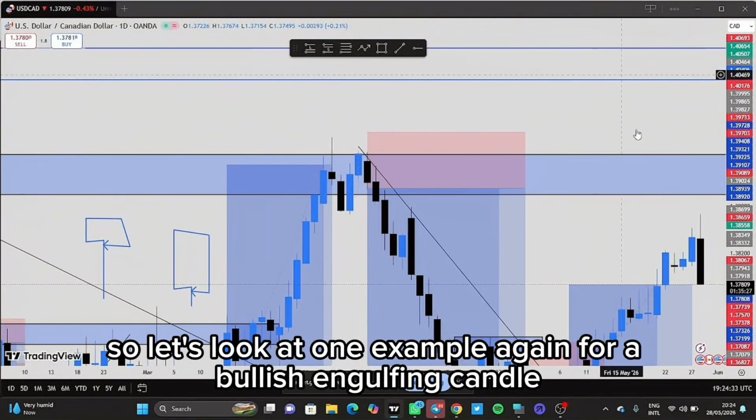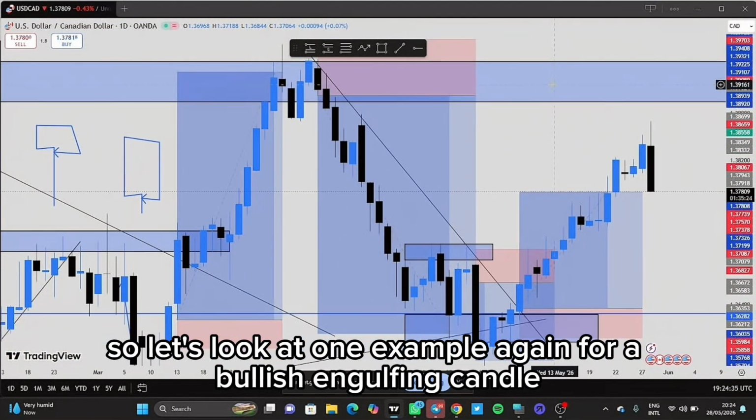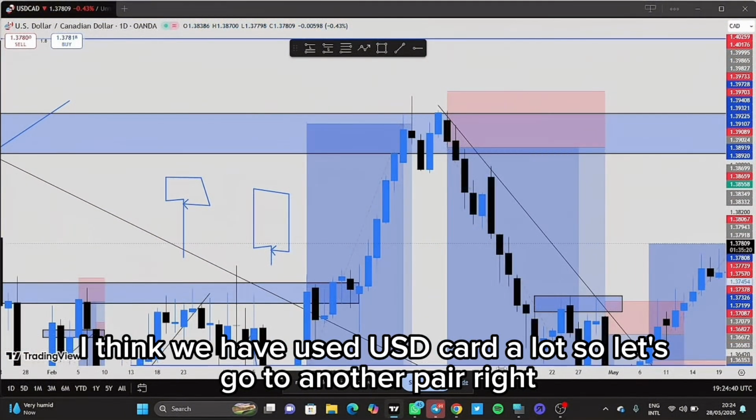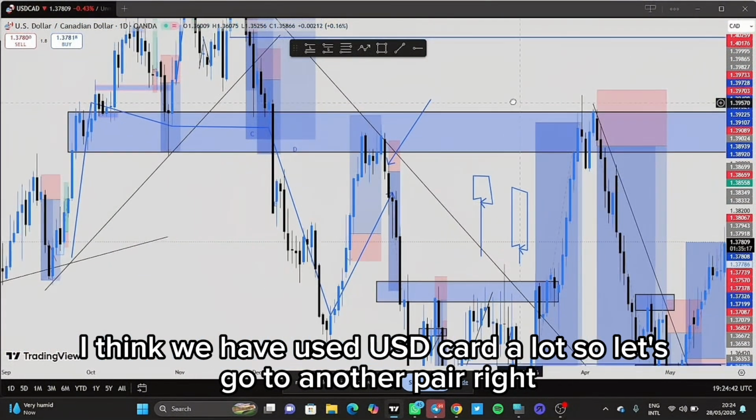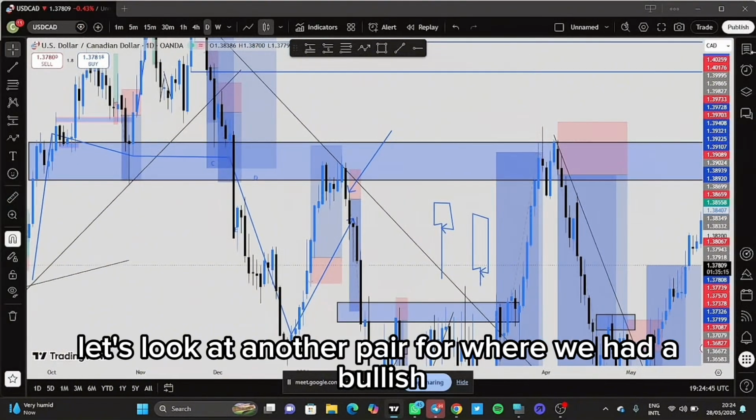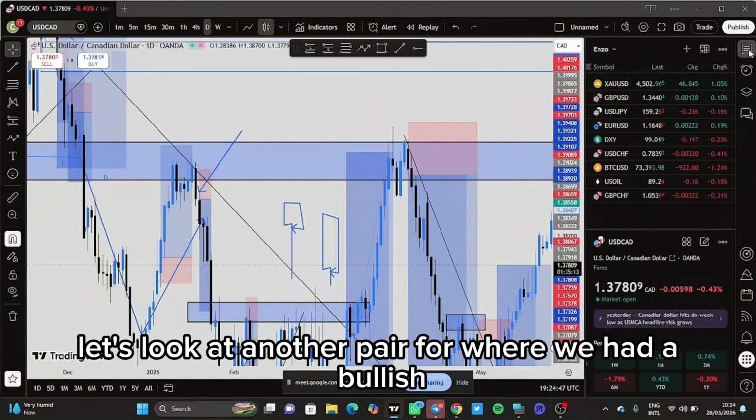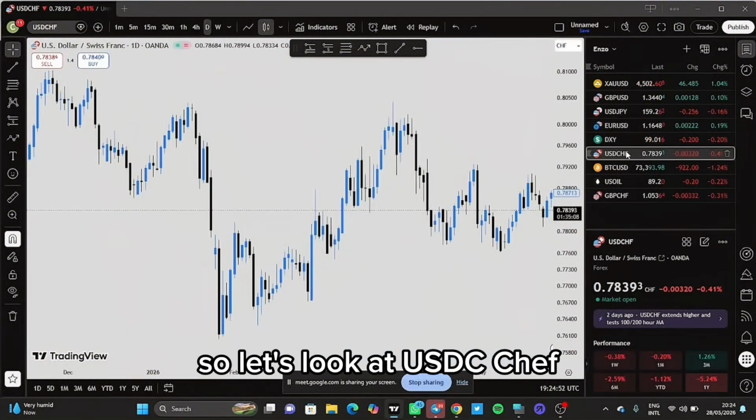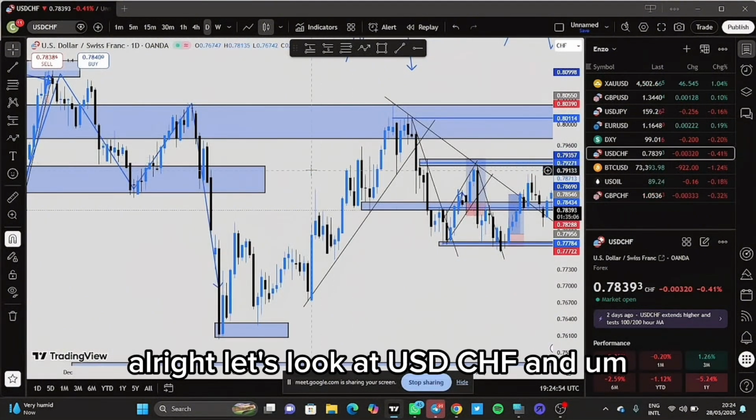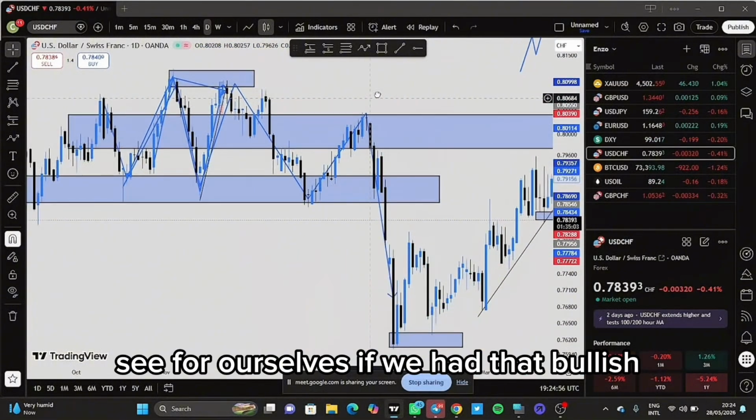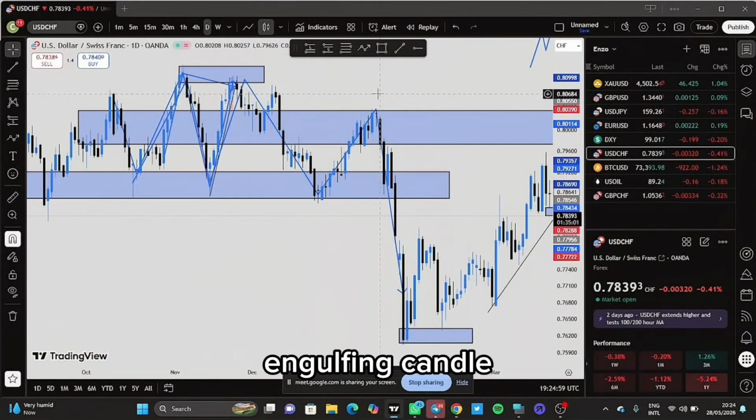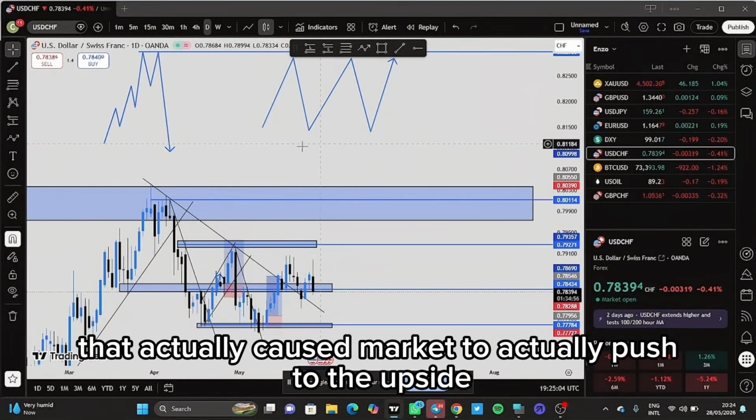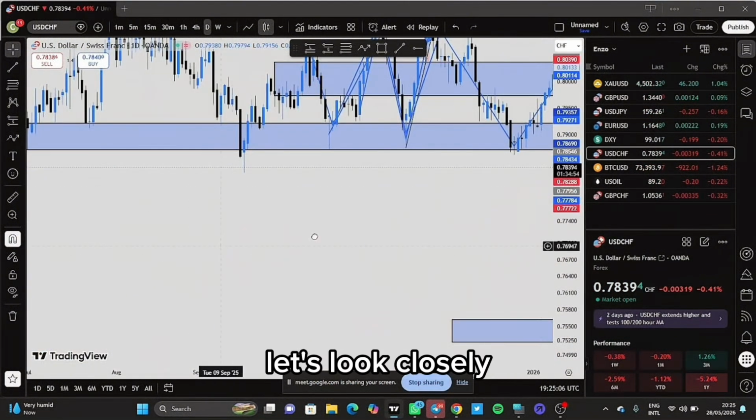So let's look at one example again for a bullish engulfing candle. I think we have used USD CAD a lot, so let's go to another pair. Let's look at USD CHF and see for ourselves if we had that bullish engulfing candle that actually caused markets to push to the upside. Let's look closely.